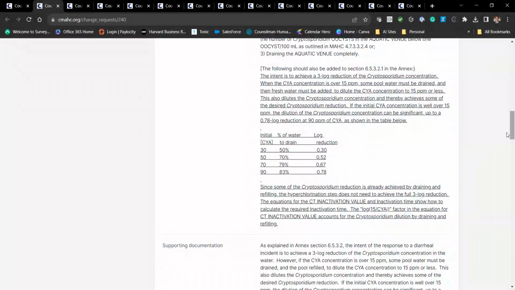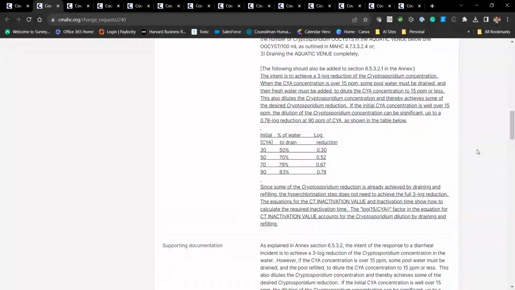And so then they're saying that you would have a shorter required time at the end. It was kind of difficult for me to go through the math, but I think what it's saying is, if you look at the table, if you had an initial cyanuric concentration of 90 parts per million, in order to get to the required 15 parts per million cyanuric acid, you would have replaced 83% of the water, and thereby resulted in 0.78 log reduction already.